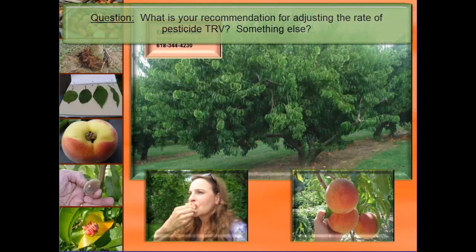What is your recommendation for adjusting the rate of pesticide for tree row volume, or something else? I'm going to give you a wishy-washy answer on this, because a lot of times when I spray something, I'll do a wet run with no chemical in my sprayer. I will spray all of my trees to drip and see how much water it took. That's somewhat of me doing a tree row volume. That way I'm not calculating it. I'm spraying to the point of drip and then seeing how much water I use, and that tells me how much pesticide I need.